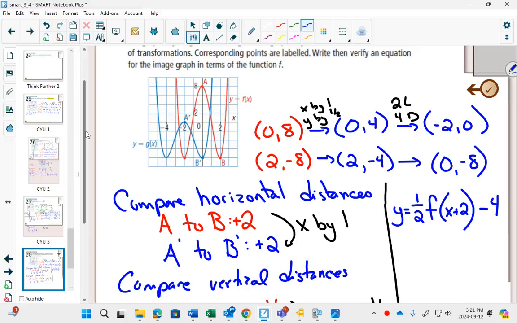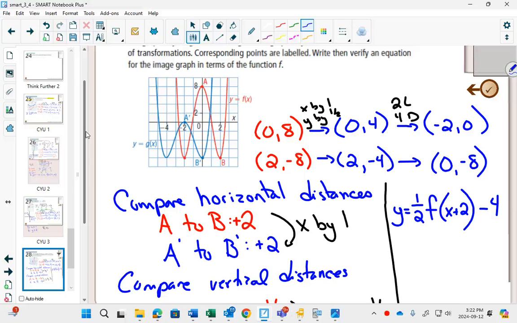The question says, write, then verify. The very nice thing about this strategy is the strategy itself is also the verification. You've already checked that it works. We already know that the 2 points that we looked at, if we do those transformations, they get to the points we want. So the verification is built in.